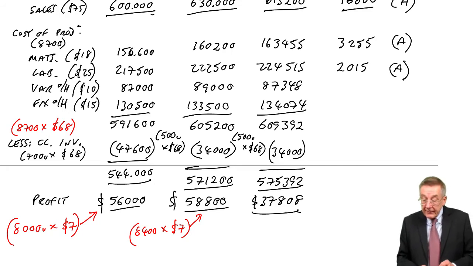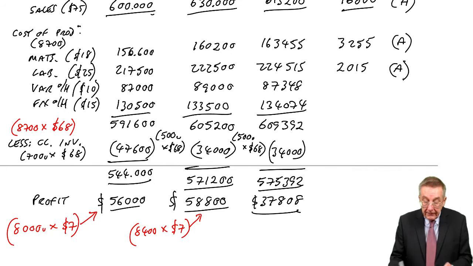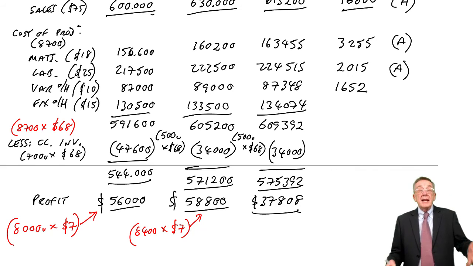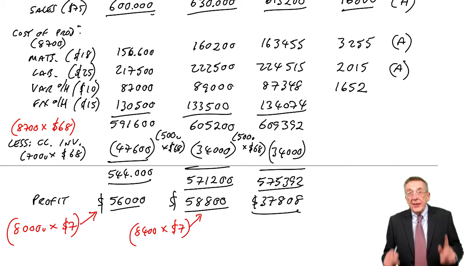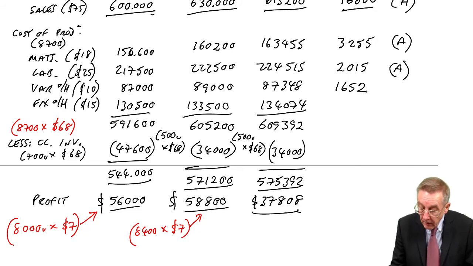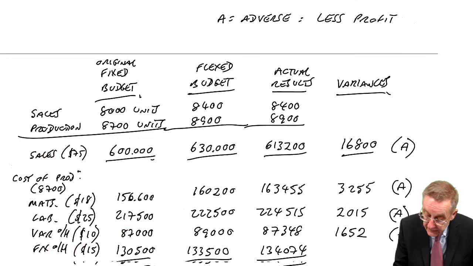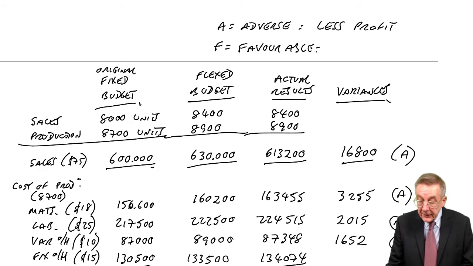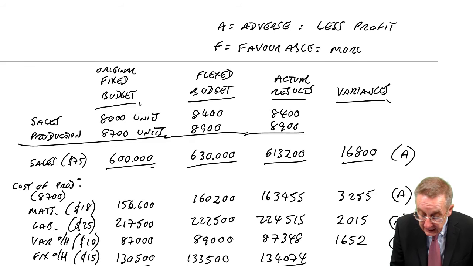Variable overheads. Oh, we've saved money. 89,000 is what it should have been, less 87,348 is 1,652. And here, because we've spent less, this on its own would give more profit. And so we write against it F. F stands for favourable. It's favourable if the difference results in more profit.